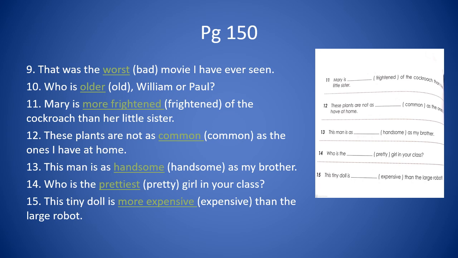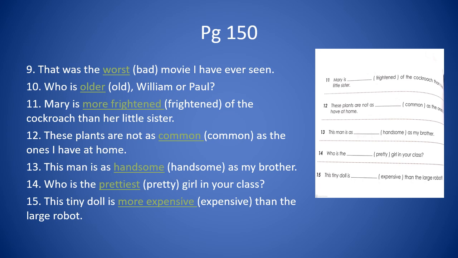Number 9. That was the bad movie I have ever seen. Again, one movie is compared to all the other movies I have seen, so we will use superlative degree, which is worst. Number 10. Who is old, William or Paul? Here two people are compared, but they are different. One is William and the other is Paul. So unequal comparison is made. We will use comparative degree, which is older.